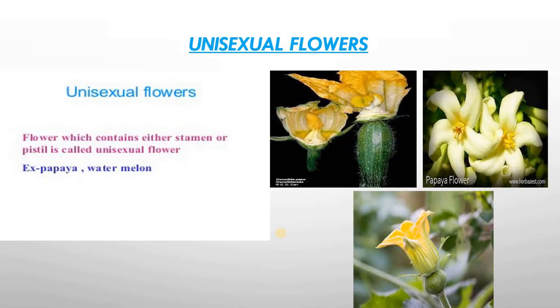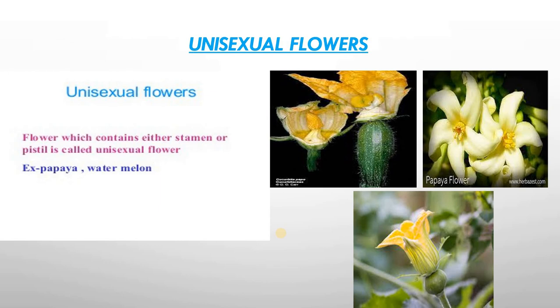Now, we have just learned that stamen is the male reproductive organ of a plant, whereas pistil is the female reproductive organ of a plant. This male and female reproductive organ of a plant may be present in the same flower or in different flowers. Depending on this, flowers may be unisexual or bisexual. What is a unisexual flower? The flower which contains only one reproductive organ, either male or female, that is either stamen or pistil, is called a unisexual flower.